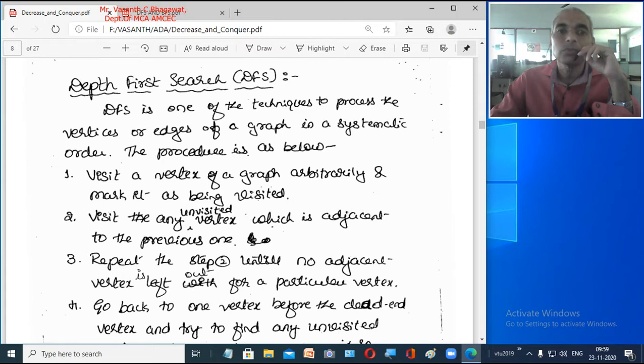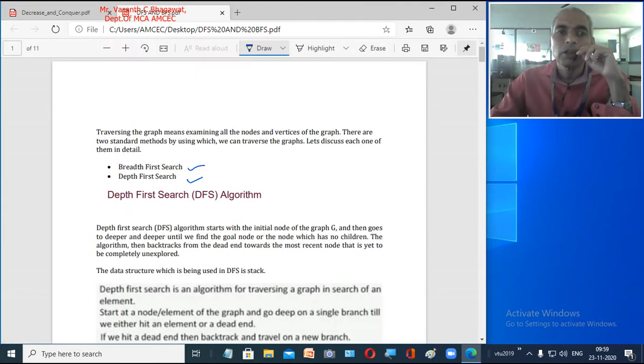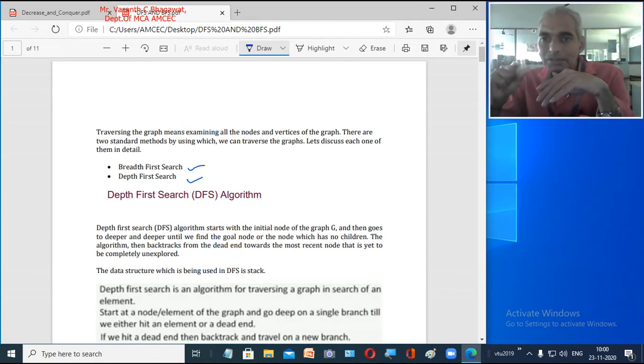So DFS is one of the techniques to process the vertices or edges of a graph in a systematic order. When we have a graph, we know what a graph is, we have defined it in our previous classes already. So a graph is nothing but a set of tuples, consisting of a set of all vertices and a set of all edges, V comma E.